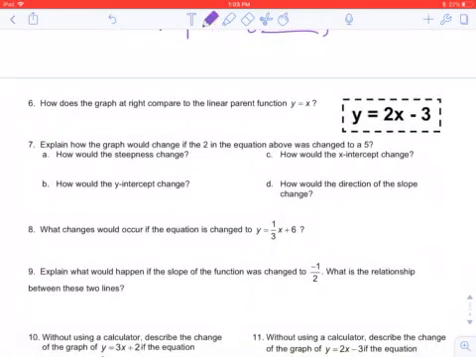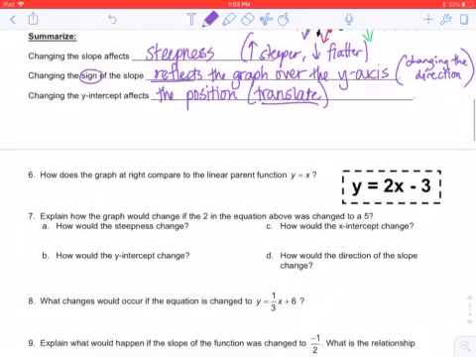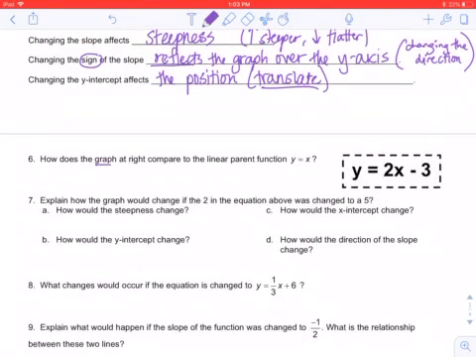So let's keep going. It says, how does the graph at the right compare to the linear parent function y equals x? When it says the graph at the right, really we're talking about this equation, okay? So the slope is 2. Well, the parent function has a slope, an imaginary slope of 1. So it would be steeper, okay? Because the slope is 2, it's greater.